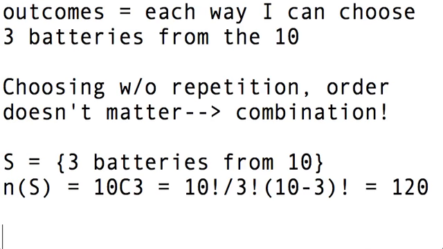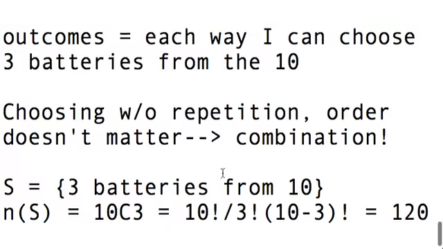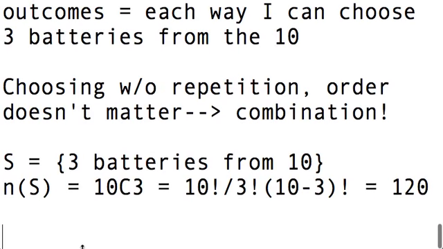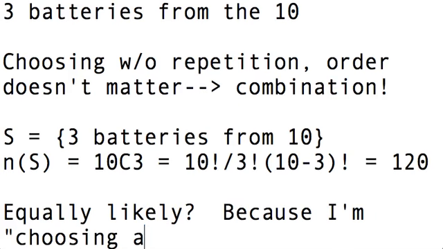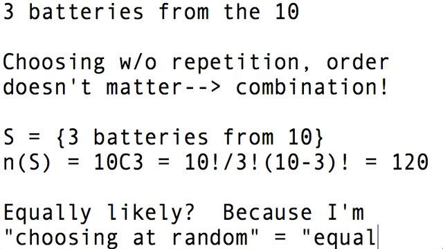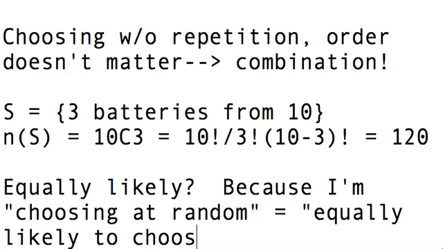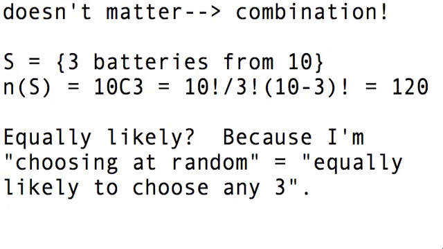Now, this makes sense that any of these should be equally likely. Why is this equally likely? Because I'm choosing at random. When I'm choosing at random, that really means equally likely. So choosing at random means equally likely to choose any 3 batteries. Okay, so let's ask some specific questions.